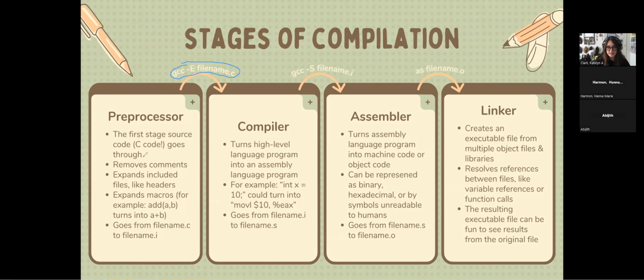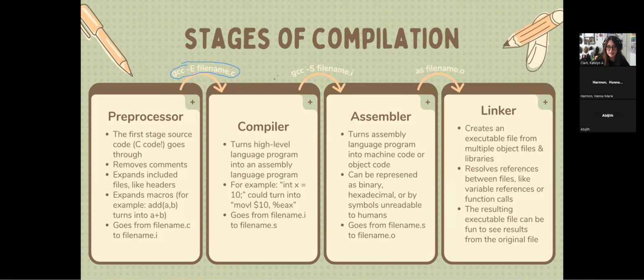and that's preprocessing. So basically, it is going to just go through your code, remove all the comments so that it doesn't have to read those in further stages. It'll expand things. So if you have a header, say you include math, like cmath or something like that, it's gonna go ahead and expand that and find that function and will expand macros. So if you have a function, say add(a, b), it's gonna turn that into what it should actually be doing. And it's gonna go from a .c to a .i file.